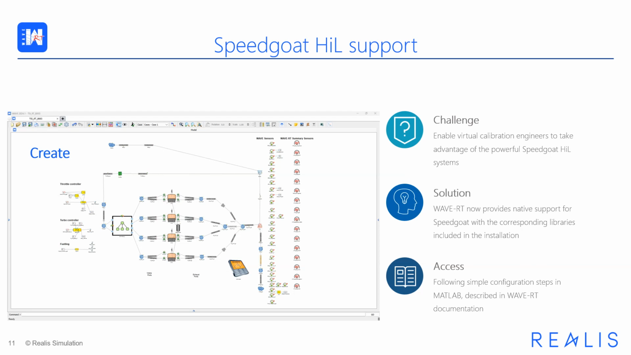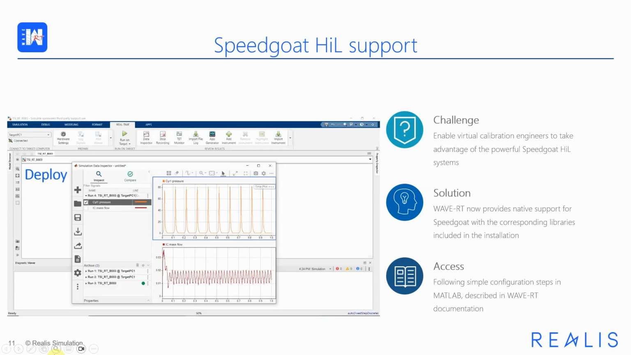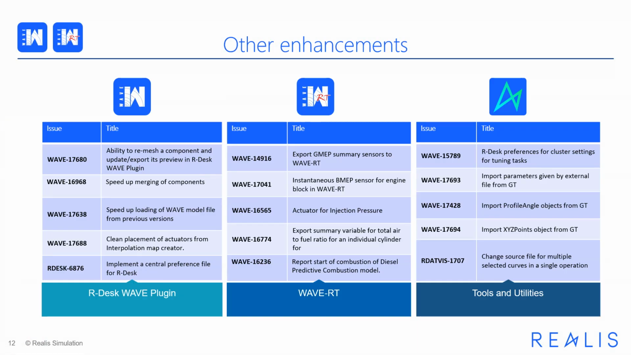With the new 2024.1 release, deploying your faster-than-real-time engine models on SpeedGoat HIL platforms is a matter of 3 simple steps. We create the models in a simple and intuitive GUI, connect the models in MATLAB using the WAVE-RT mask, and seamlessly deploy on the SpeedGoat HIL target using MATLAB Simulink Real-Time.